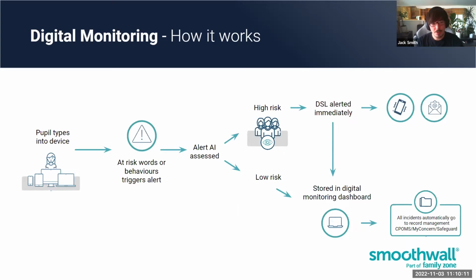So broadly speaking, something is typed, the AI passes that initial assessment, which then goes to a team of humans to double check before then coming to you by phone and email if it's high risk, or straight to your dashboard if it's low risk. And you've also got the choice of putting all of this into your linked record keeping system.